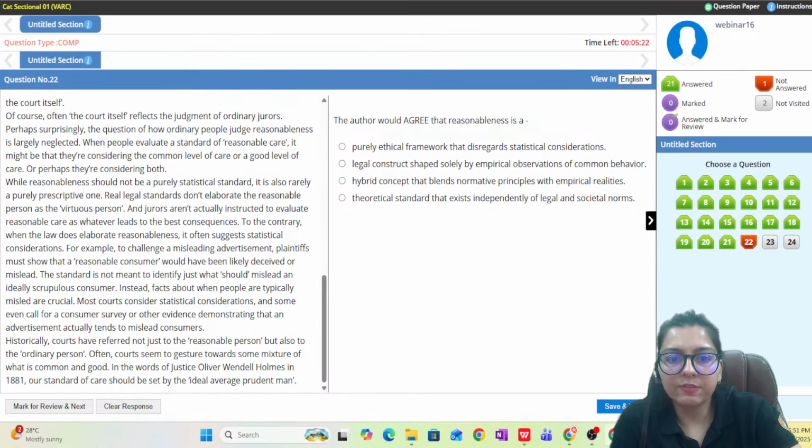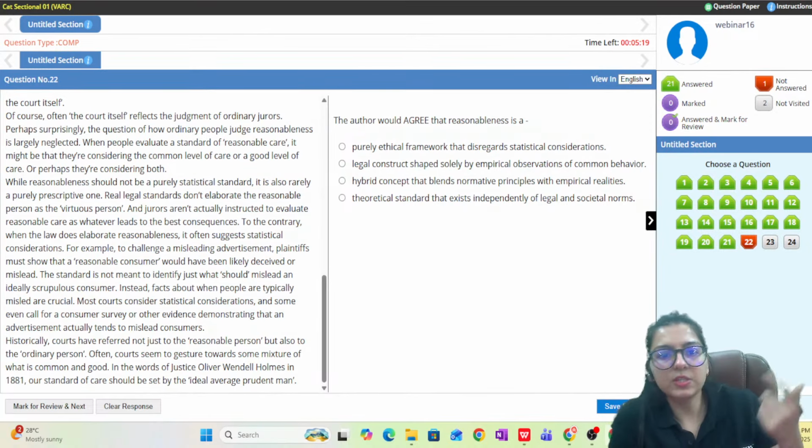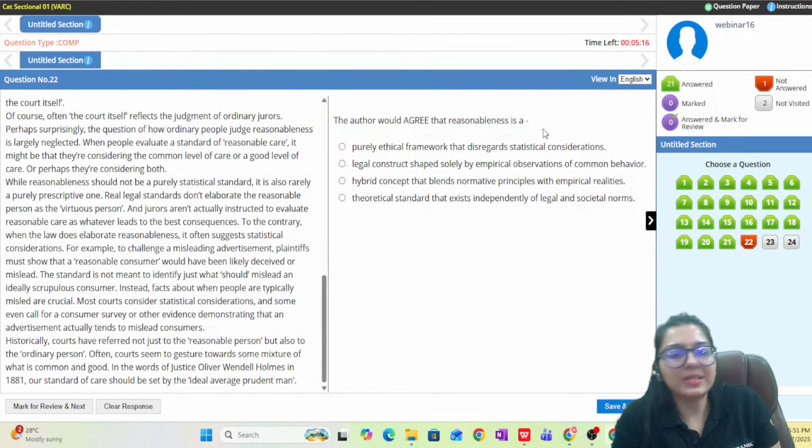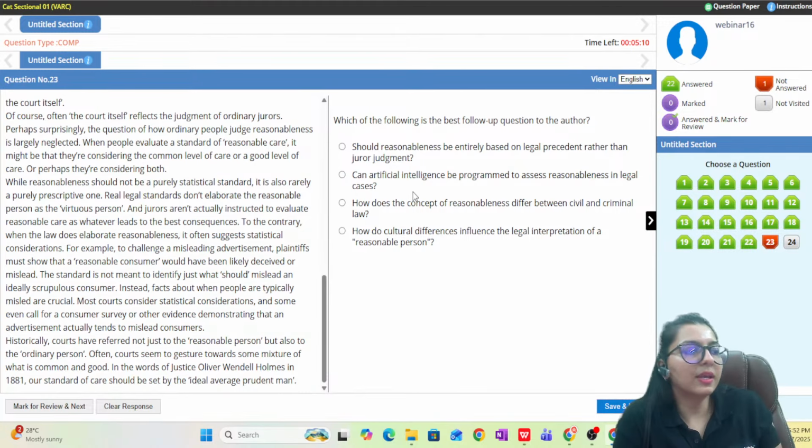If you do true and false, the answer always becomes easier. So it will have to be this, I'm very sure of. The author would agree that reasonableness is... So what will the answer be? It is going to be a combination of the empirical studies and, what we read above, the moral duties. Purely ethical, remove it, it can't be. Legal construct shaped solely by empirical, not solely empirical, it's both. Hybrid concept that blends normative and empirical, perfect. Theoretical standard that exists independent, the words purely, solely, independently remove it. It's the combination option. This is my answer. I'm 100% sure this will be the correct answer.